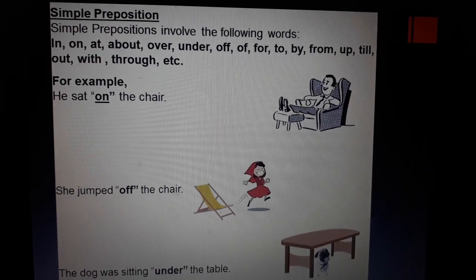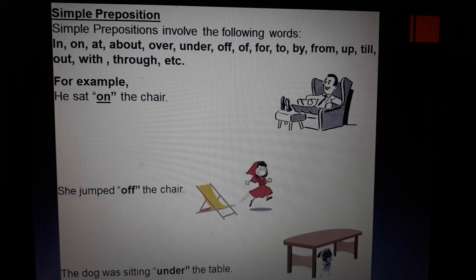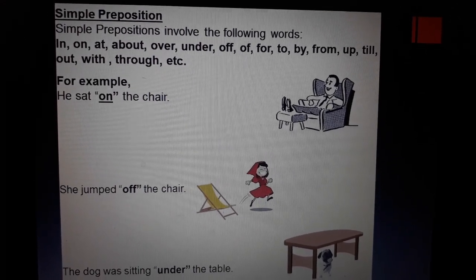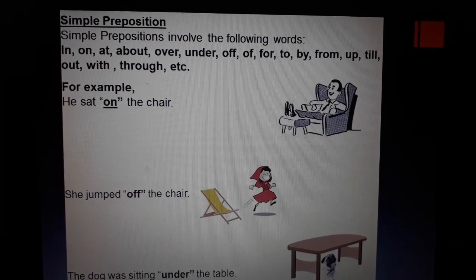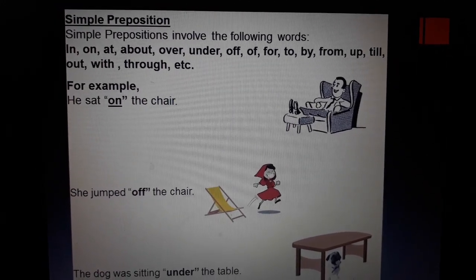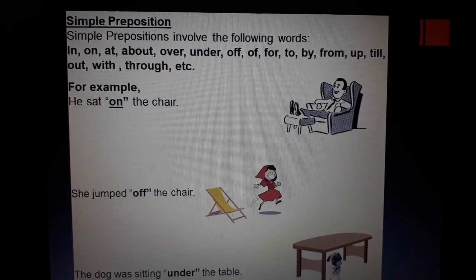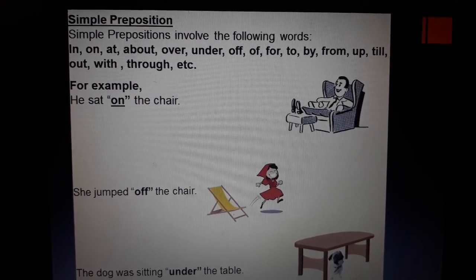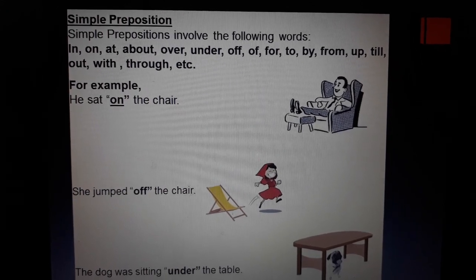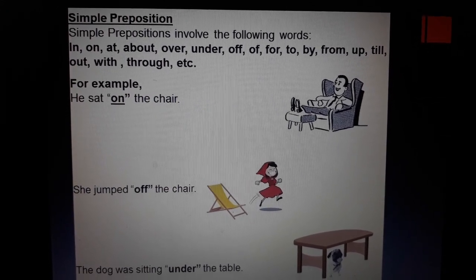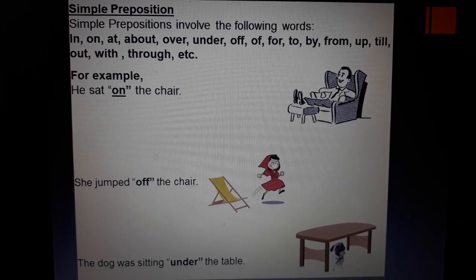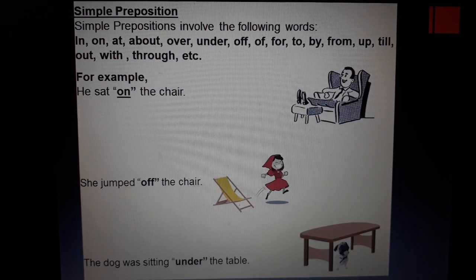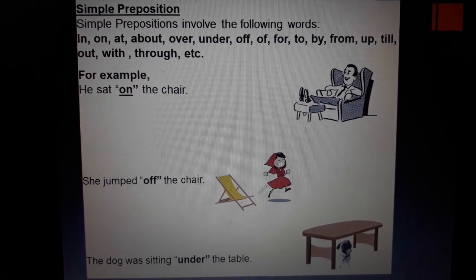Talking about simple prepositions, they are constructed by only one word, like on, at, about, with, after, for, etc. Some more you can see: in, about, under, off, of, by, from, till, through, and you can see some examples. He found the book about dogs on the table in the bedroom.